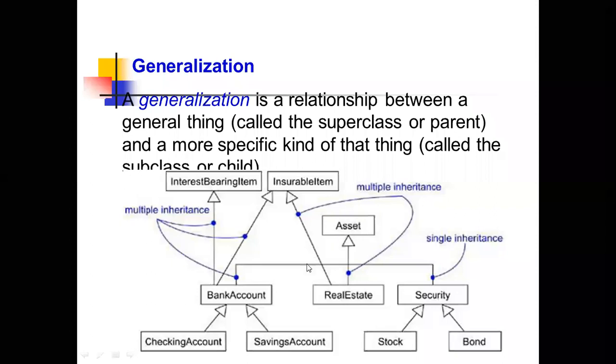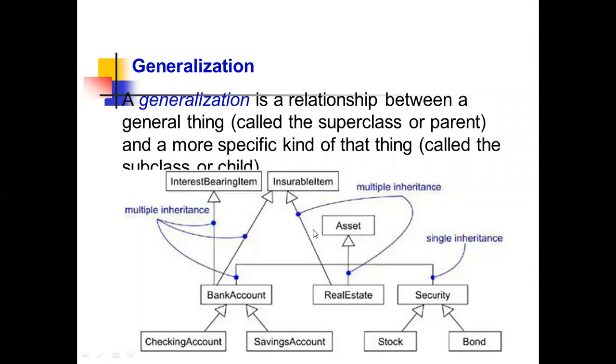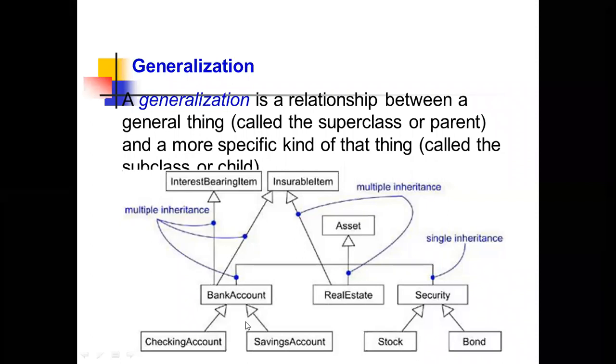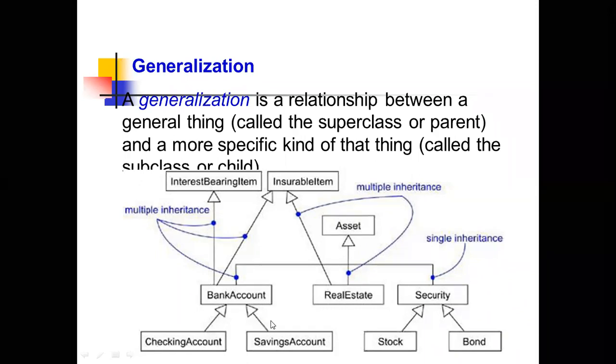Here you can see the asset may be a bank account, real estate, or security. Here you can see the generalization relationship. So this is multiple inheritance. In this diagram you can see the multiple inheritance. Here you can see the bank account. A bank account is a checking account or a savings account. This is the generalization relationship. Note how to denote this generalization relationship. While modeling any inheritance in a class diagram, you can give the generalization relationship.